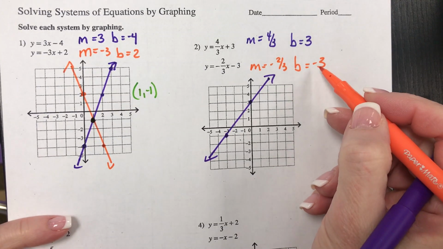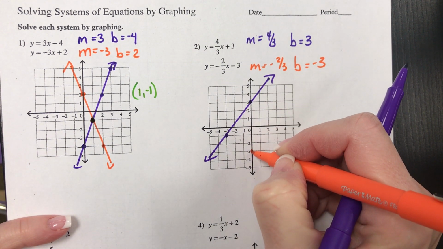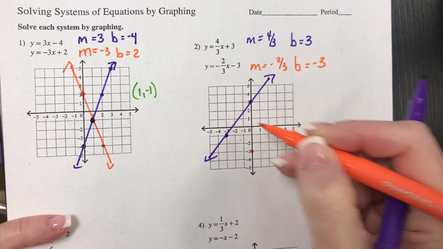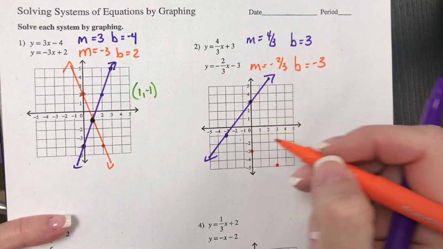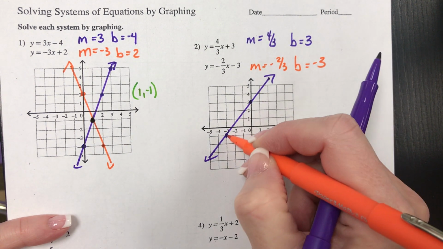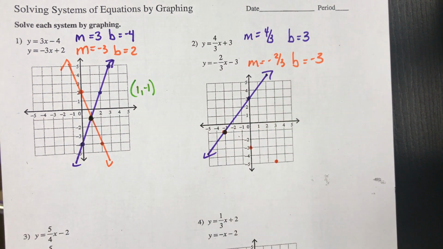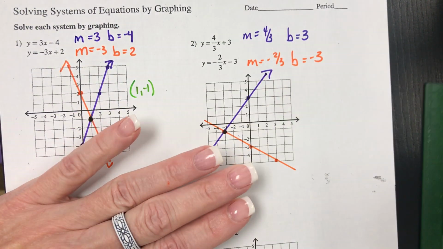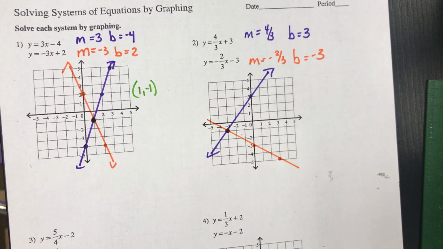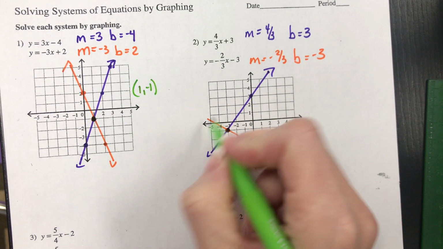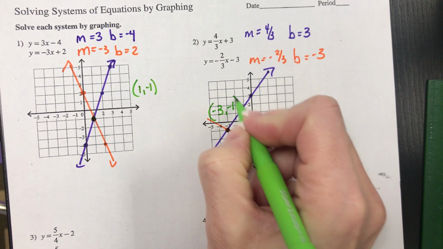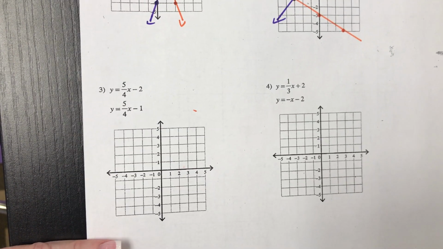And then the orange line, we've got b is negative 3 and m is negative 2/3. So down 2 over 3, but let's get going this direction because we know that's where the intersection is going to happen. So if I go up 2 and to the left 3, there it is. So my solution is this ordered pair. So our answer would be, and I'll write it right here, negative 3, negative 1. Okay, all right.